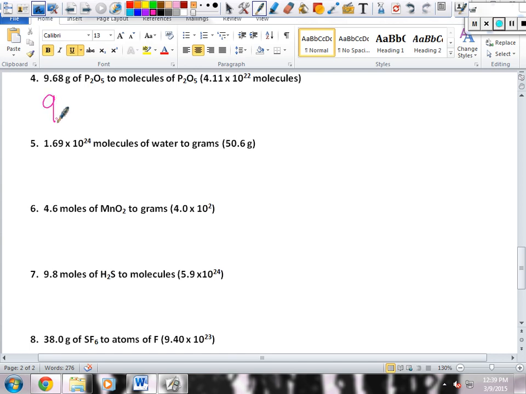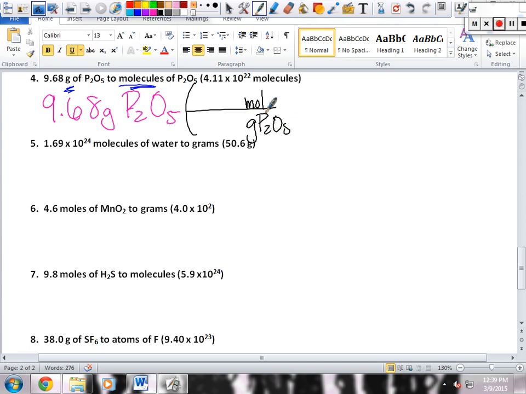So we've got 9.68 grams of P2O5. Now, here's the deal. I want to go from grams to molecules this time. You've got to read it very carefully. Can I do that in one step? No, I've got to go through my mole step first. So grams of P2O5 to moles of P2O5.